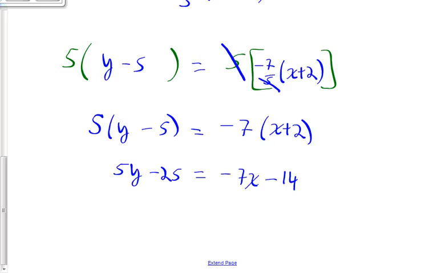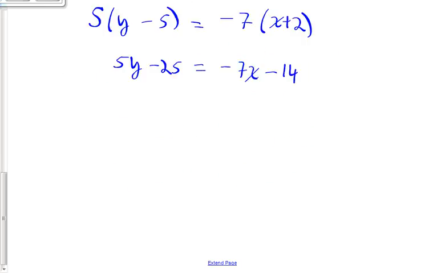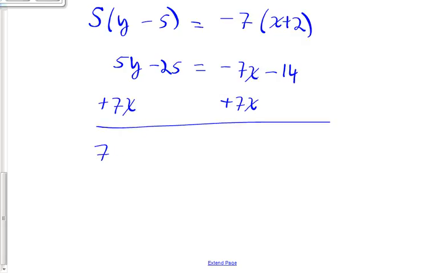What we want is all the variable terms on one side and the constant term on the other. To get all the variable terms on the same side, I'm going to add 7x to both sides because I also want the coefficient of x to be positive. So I'll have 7x plus 5y. I have to write those side by side because they're not like terms. I can't combine them. Minus 25 is equal to, these two will cancel out, negative 14.